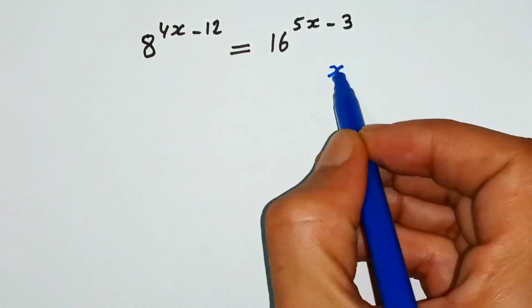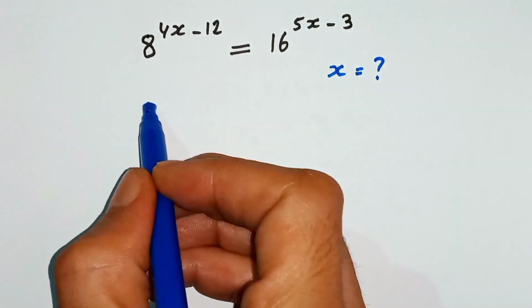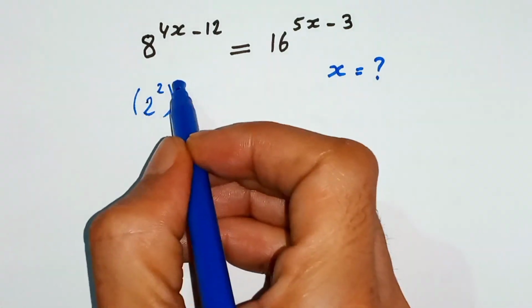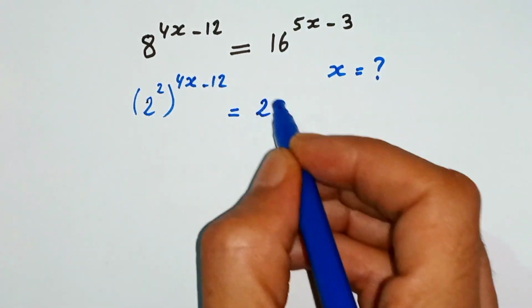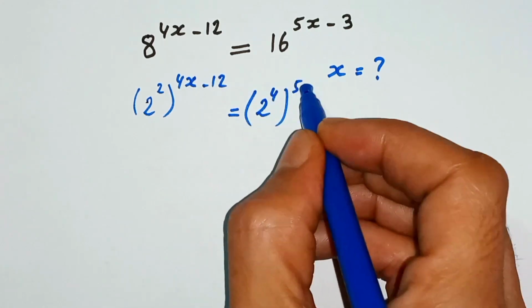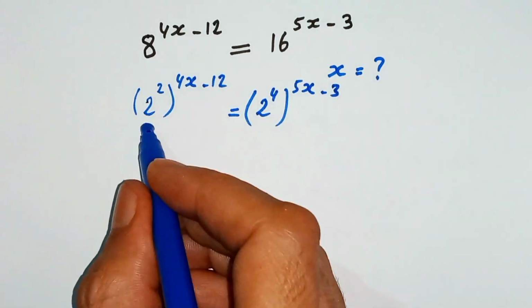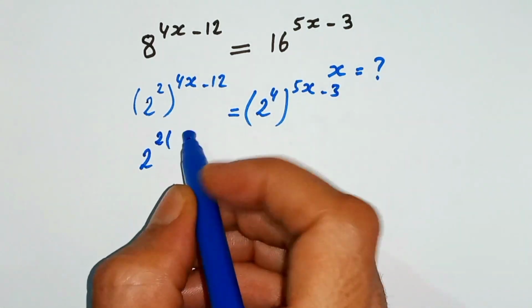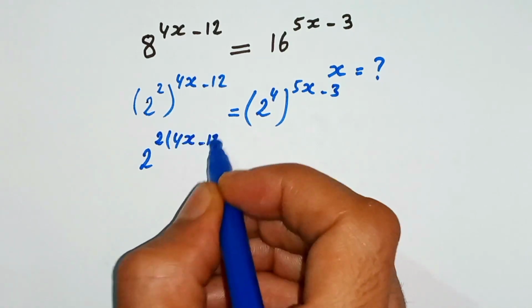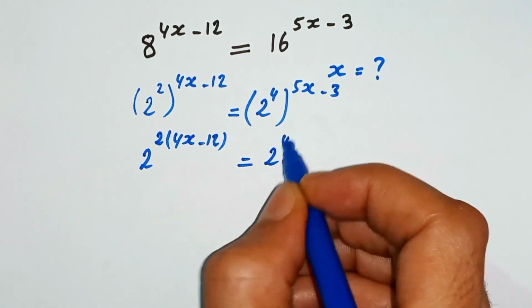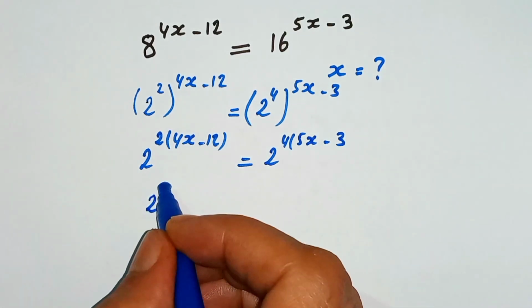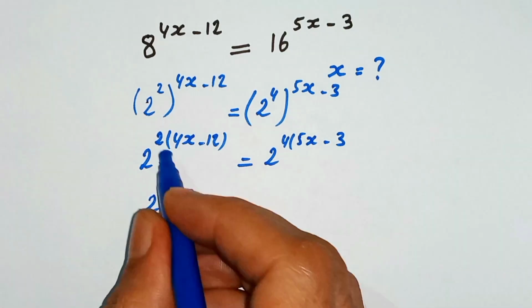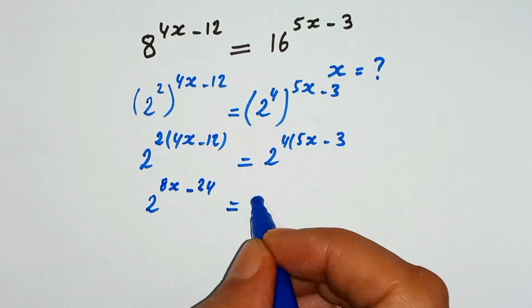Now let's solve the second equation. 8^(4x+12) = 16^(5x-3). First, we rewrite both 8 and 16 using base 2. We know that 8 equals 2 cubed, and 16 equals 2 to the power of 4. So the equation becomes (2^3)^(4x+12) = (2^4)^(5x-3).